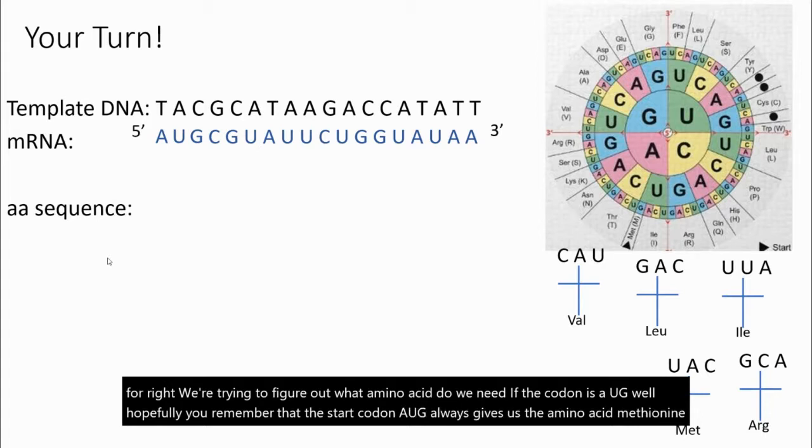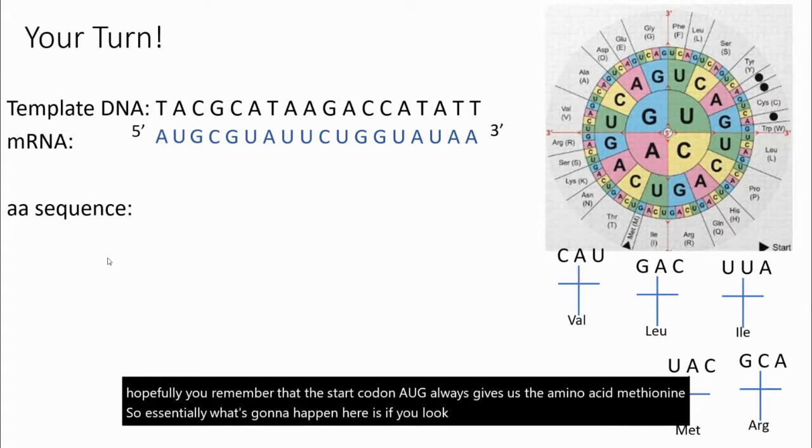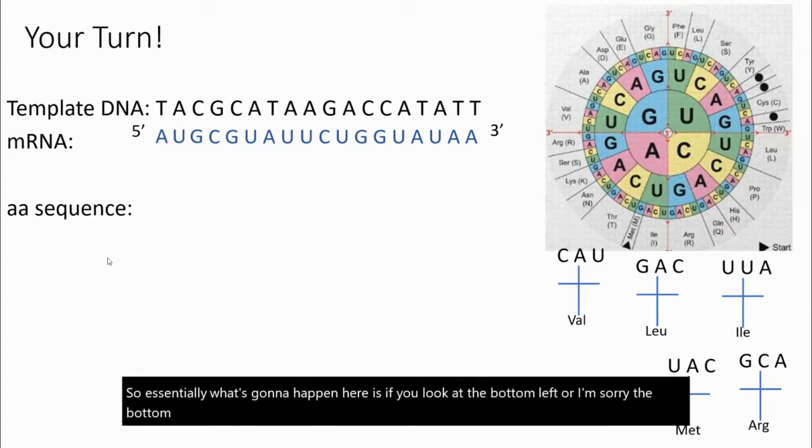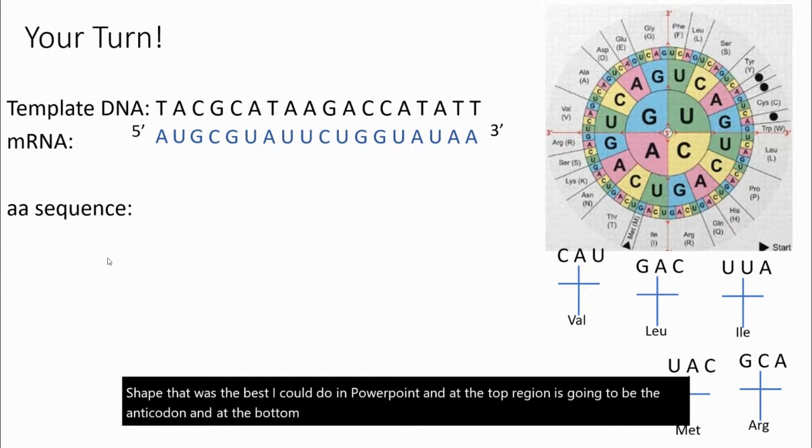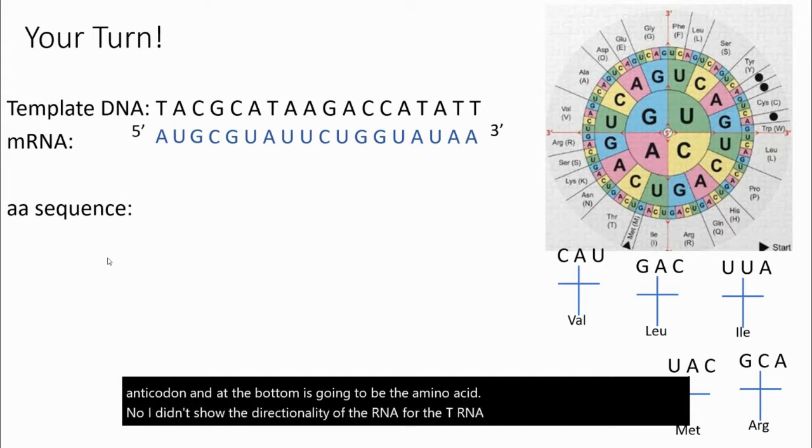So essentially what's going to happen here is if you look at the bottom right of this slide, I drew little tRNAs. They normally have this little cross-like shape, and that was the best I could do in PowerPoint. At the top region is going to be the anticodon, and at the bottom is going to be the amino acid. Now, I didn't show the directionality of the RNA for the tRNA, and they're arranged this way just for simplicity, right?